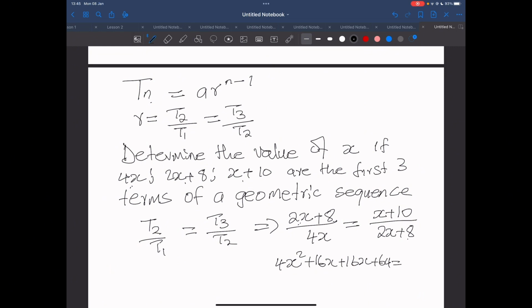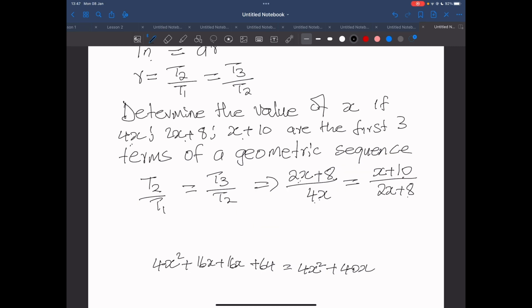Now this is the same as 4x times x, it's 4x squared. 4x times 10 is 40. Right, so putting like terms together, 4x squared subtract 4x squared. Now 16 plus 16 is 32x, so we have 32x plus 64 equals 40x.